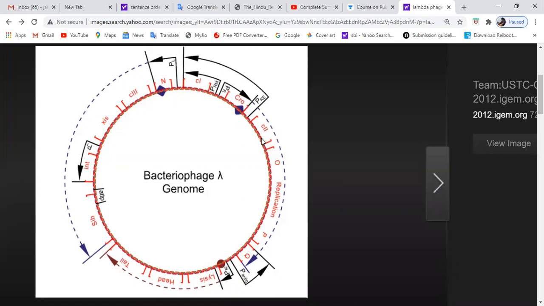And then there are some genes which are required for tail formation, head formation, and they are required for lysis, right? So there are different types of genes which will help in the assembly process. The head region will be formed by these particular genes. These will make the proteins for the capsid, and these genes will make proteins for the tail region of the complete bacteriophage lambda.